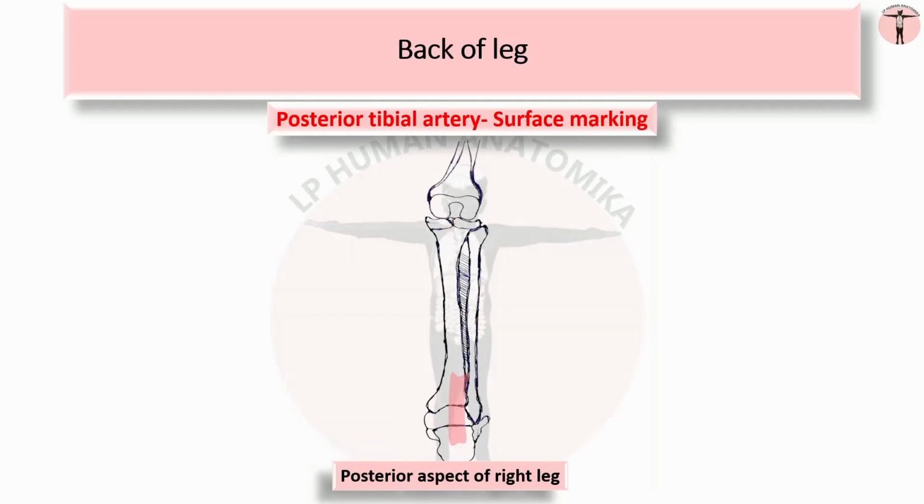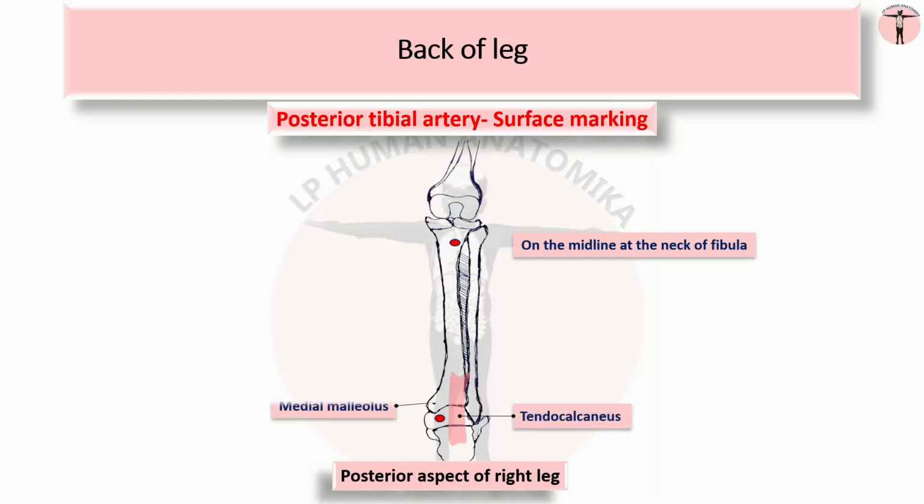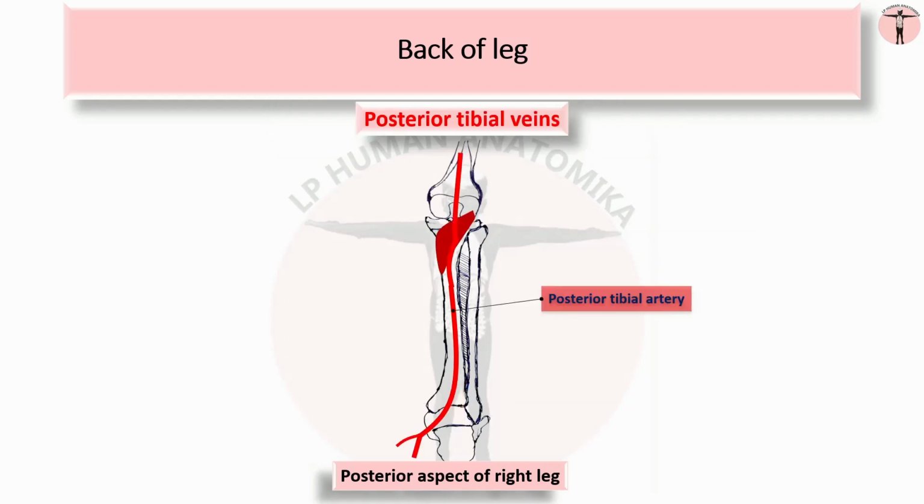Coming to the surface marking, the first point should be marked at the level of neck of fibula in the midline on the back of leg. The second point should be marked midway between the tendocalcaneus and medial malleolus. Join these 2 points which represent the posterior tibial artery. Posterior tibial veins.